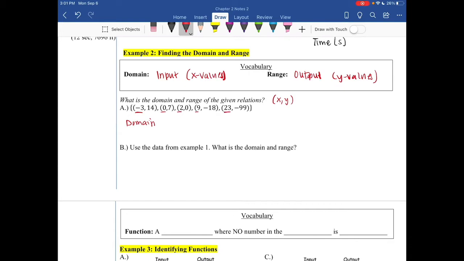But when it comes to writing the domain, make sure again you put it in increasing order. So our smallest value was -3, then we had 0, 2, 9, and 23. Then for our range, that's the second number in the ordered pairs. But we also want to put these in increasing value. We had smallest value was -99, then -18, then we had 0, 7, and 14 for the last one.